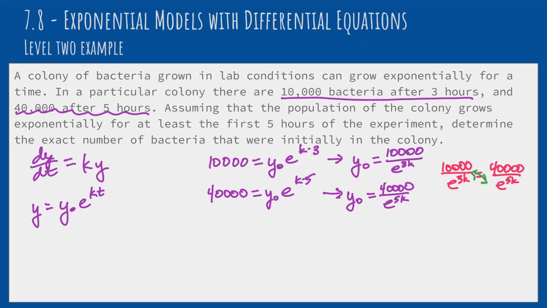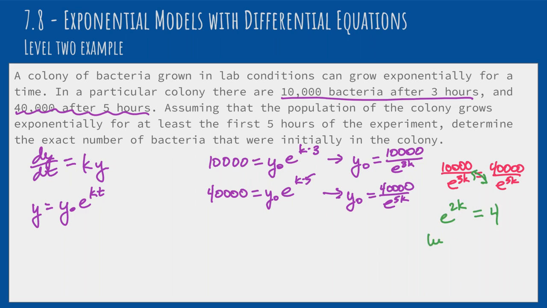And to solve this, essentially we can swap the e to the 5k and the 10,000. So if you think about if we're cross multiplying here to solve for k, we would be multiplying the 10,000 times the e to the 5k regardless of where those are, top left and bottom right. So e to the 5k over e to the 3k, which using rules for exponentials, that's just e to the 2k, is equal to 40,000 over 10,000, which is 4.